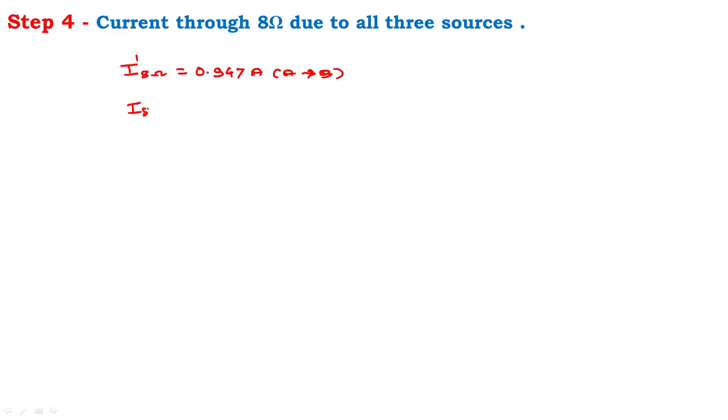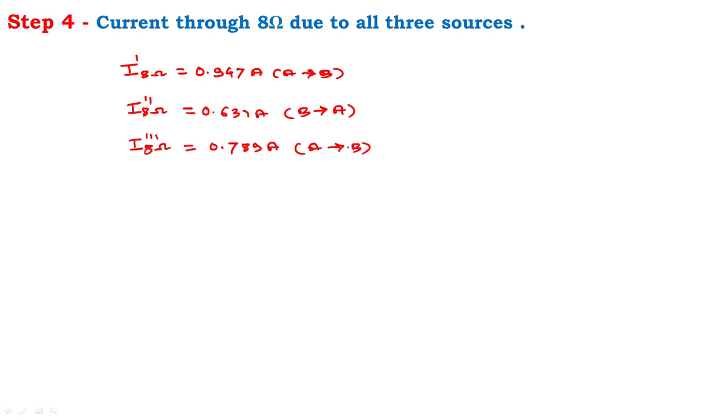In the next step, we have calculated current through 8 ohm due to 12 volt. Now its value comes to be 0.631 ampere, but the direction is B to A. And in the third step, we have calculated current through 8 ohm due to 3 ampere. Its value comes to be 0.789 ampere. Whatever the direction is there, that direction is A to B.